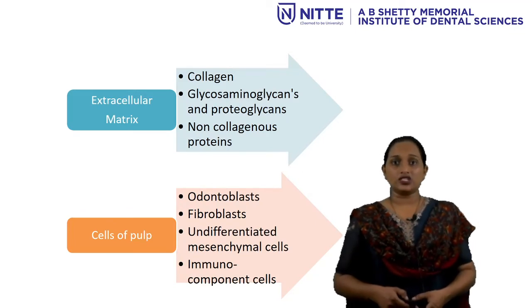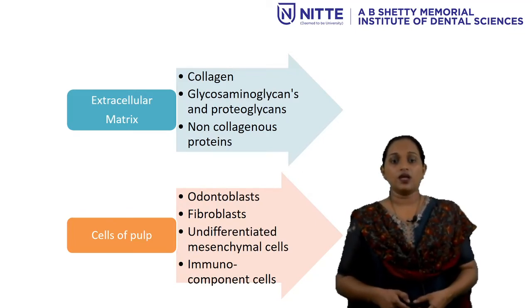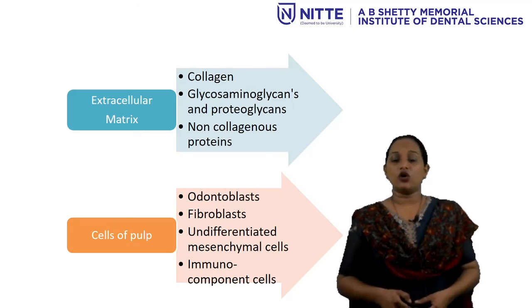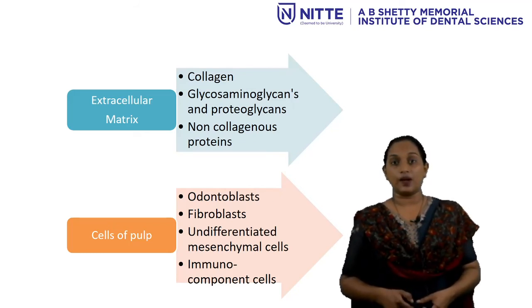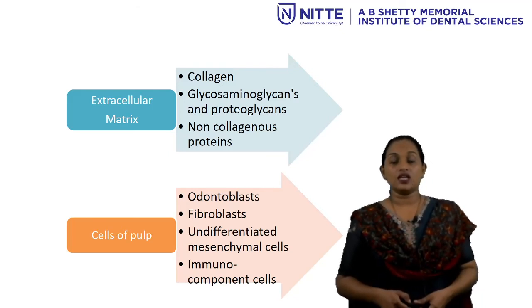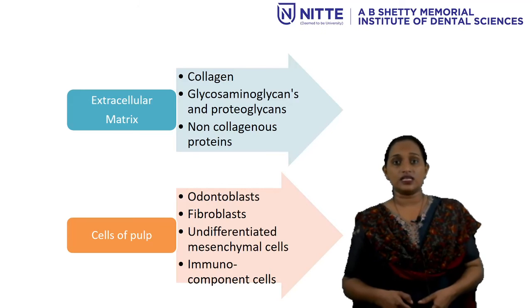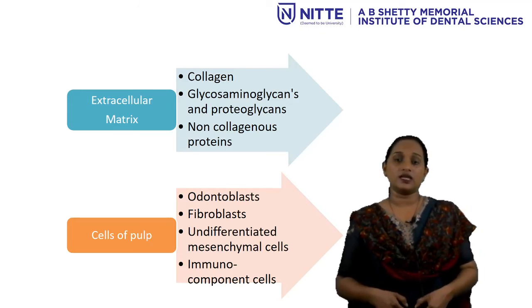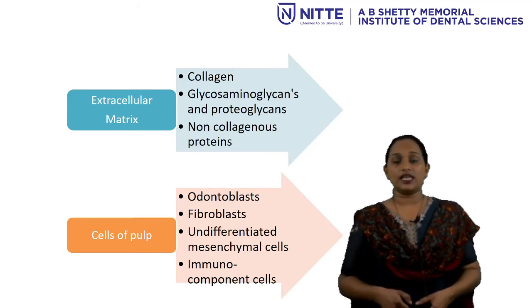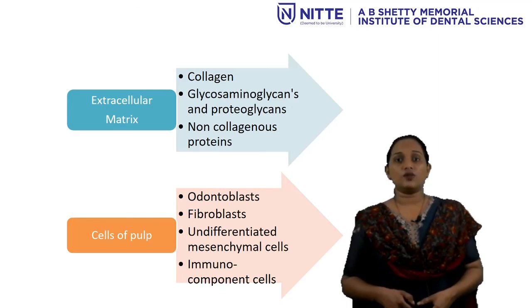The pulp has the extracellular matrix and the cells of the pulp. Extracellular matrix contains collagen, glycosaminoglycans and non-collagenous protein, whereas cells of the pulp are odontoblasts, fibroblasts, undifferentiated mesenchymal cells which convert themselves as necessary to form odontoblasts to deposit tertiary dentin, reparative dentin and regenerative dentin, also the immunocompetent cells.